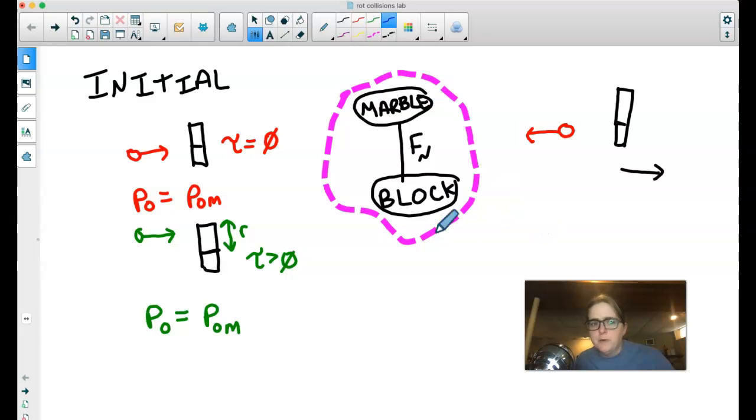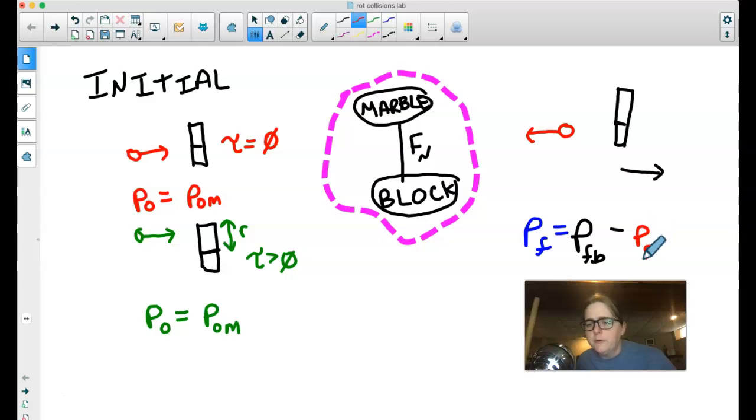And that's the same whether the marble hit near the block's center of mass or whether it hit near the ends. And so if I want the total momentum of my system, that has to be the final momentum of the block, which I'm going to call PFB for now, minus the final momentum of the marble.